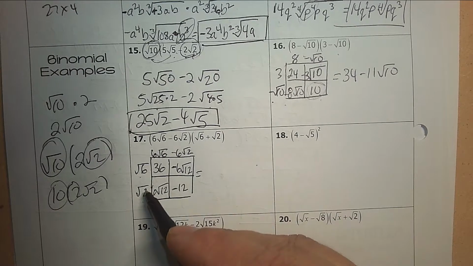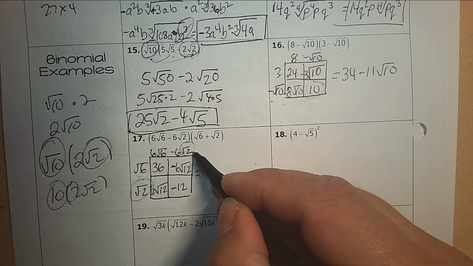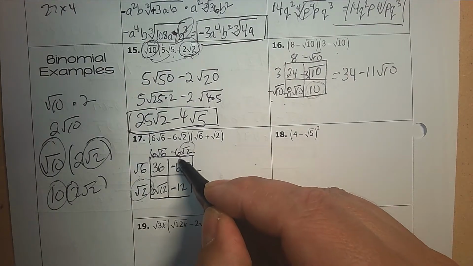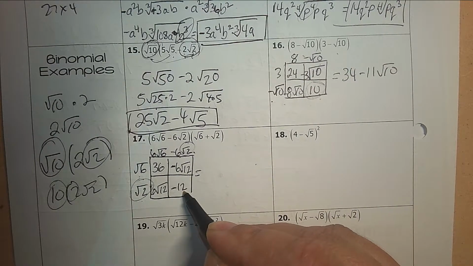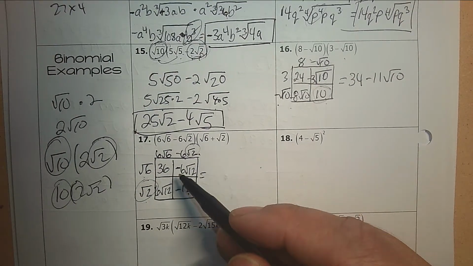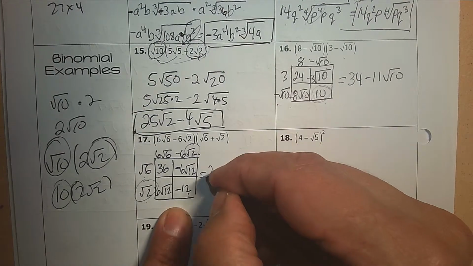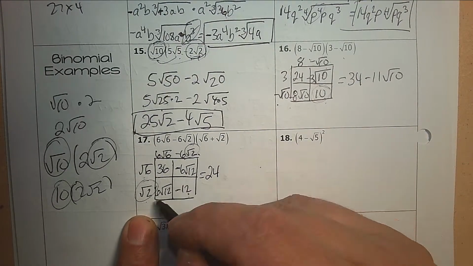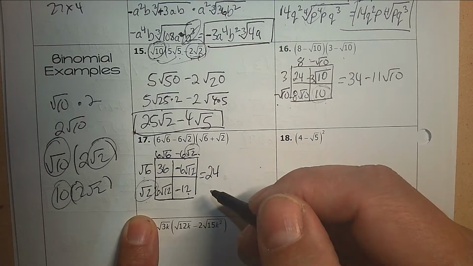So root 2 times root 2 is 2. And 2 times negative 6 is negative 12. Now combine like numbers. So 36 take away 12 is 24. 6 and negative 6, what's going to happen to them?